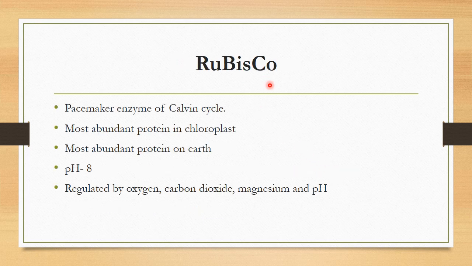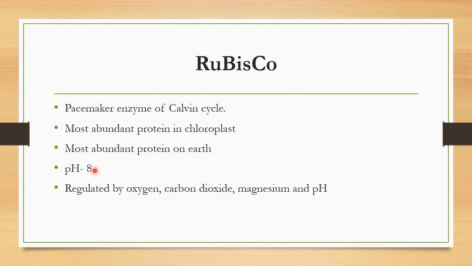We are going to see briefly about the Rubisco enzyme. As I have already told you, it is the pacemaker enzyme of the Calvin cycle. It is mainly responsible for regulating the C3 cycle. Next point, Rubisco is the most abundant protein in the chloroplast. In the whole plant kingdom, the most abundant enzyme or protein found is Rubisco. And also it is the most abundant protein on Earth. The most protein found on the whole Earth is Rubisco.